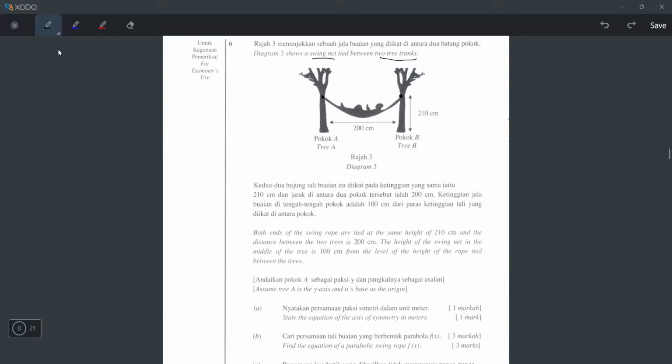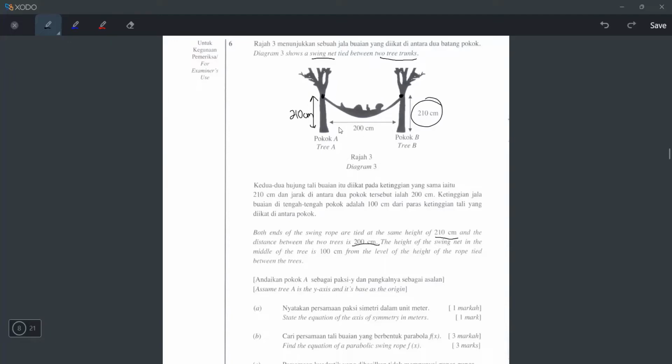But there's still a lot of info down here, so we should read the whole thing. Both ends, means this and this, the end of the swing rope are tied at the same height, 210 cm. Okay, I can see that. Means here also 210. Okay, let's label very carefully, because for this type of question, if you don't label, it's very difficult to do, because it's a kind of story based question, right? So all the small details you have to label. And the distance between 2 trees is 200 cm.